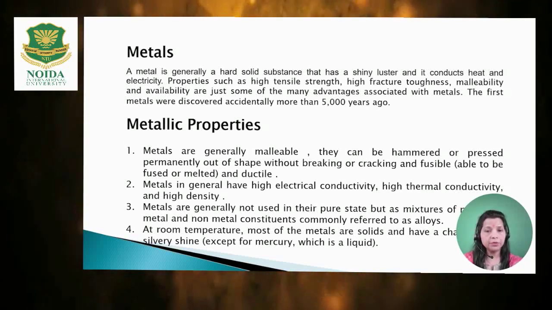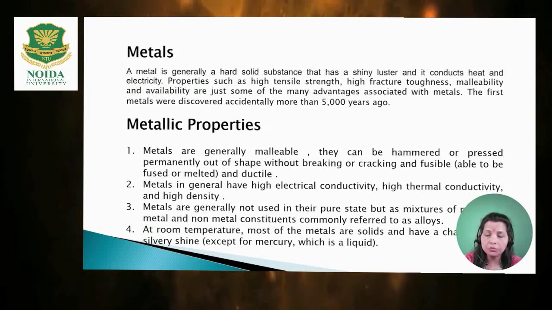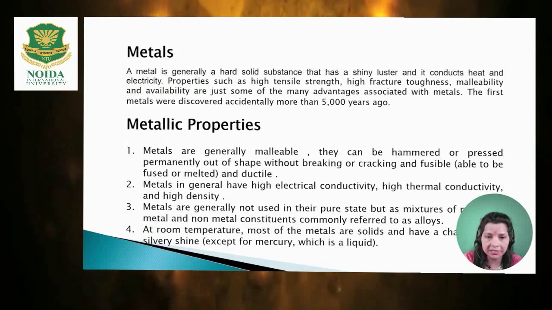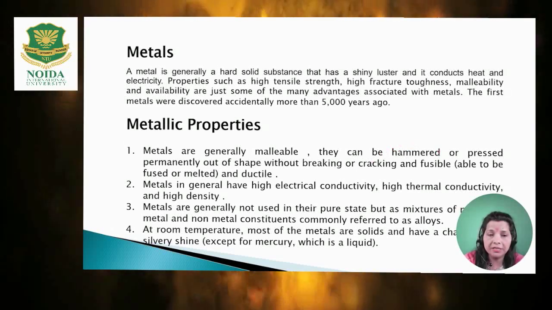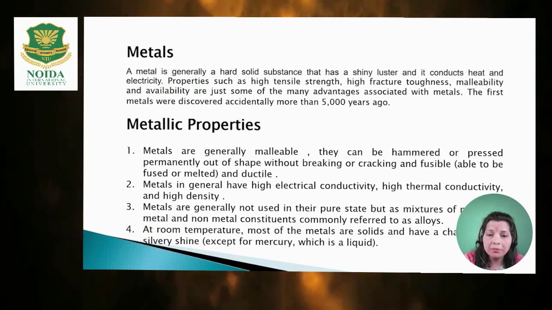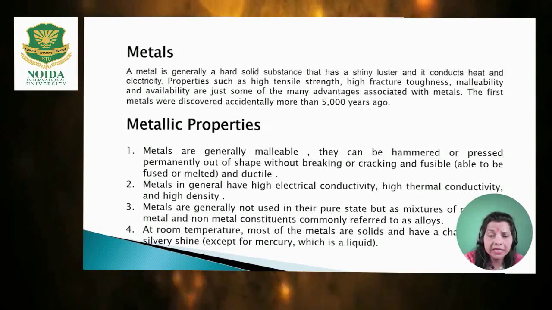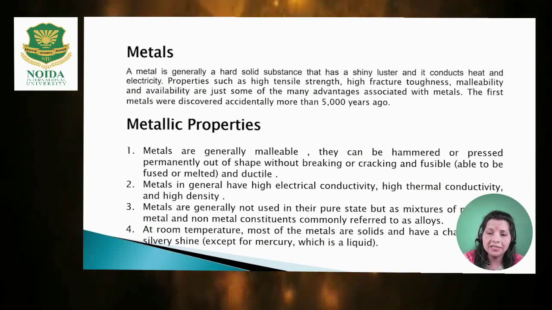Now what are the metallic properties? Metals are generally malleable. They can be hammered or pressed permanently out of shape without breaking or cracking, and they are fusible, able to be fused or melted, and ductile. So these are the main important characteristics of metals. Metals in general have high electrical conductivity, high thermal conductivity and high density. Metals are generally not used in their pure state but as a mixture of metal and non-metal constituents, commonly referred to as alloys, and you might be aware of various types of alloys and their applications.